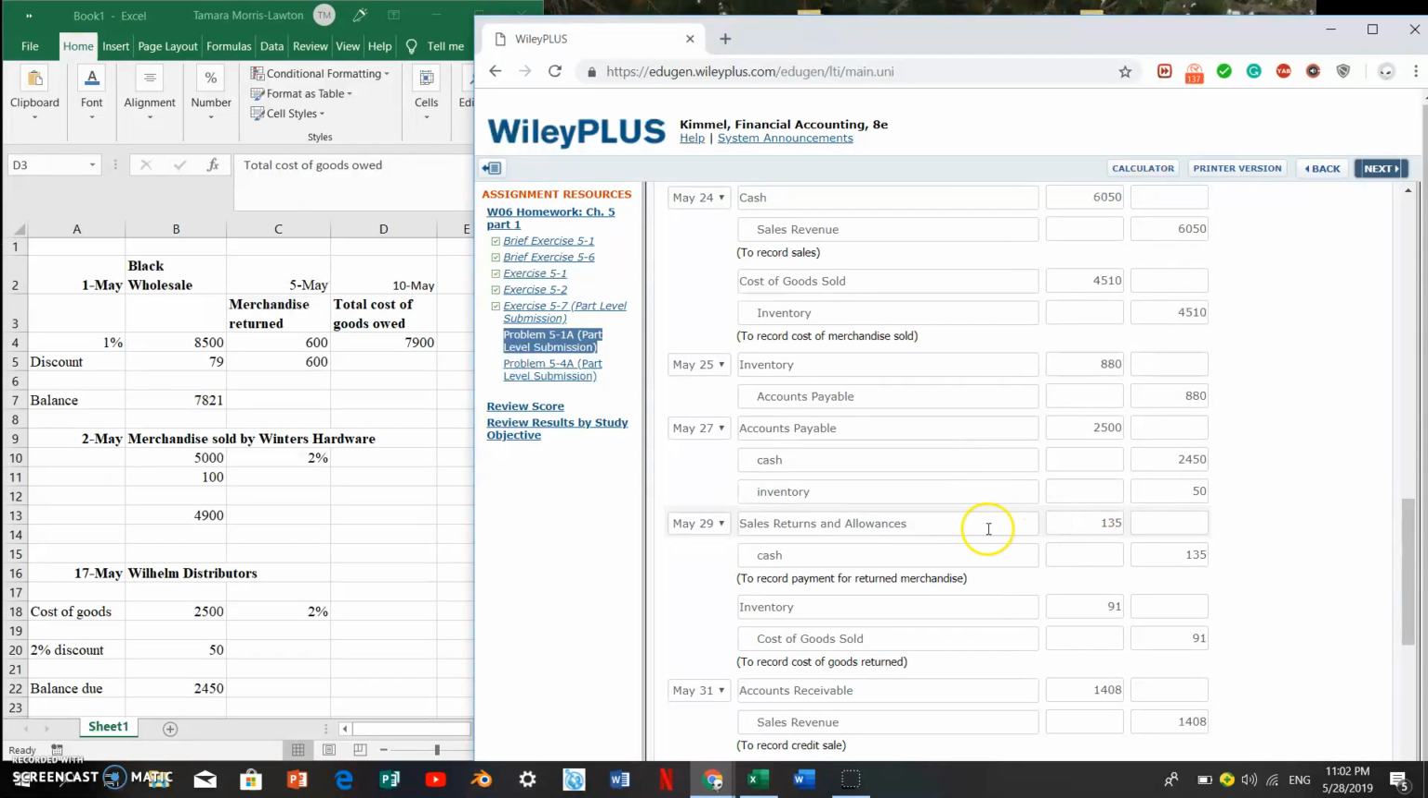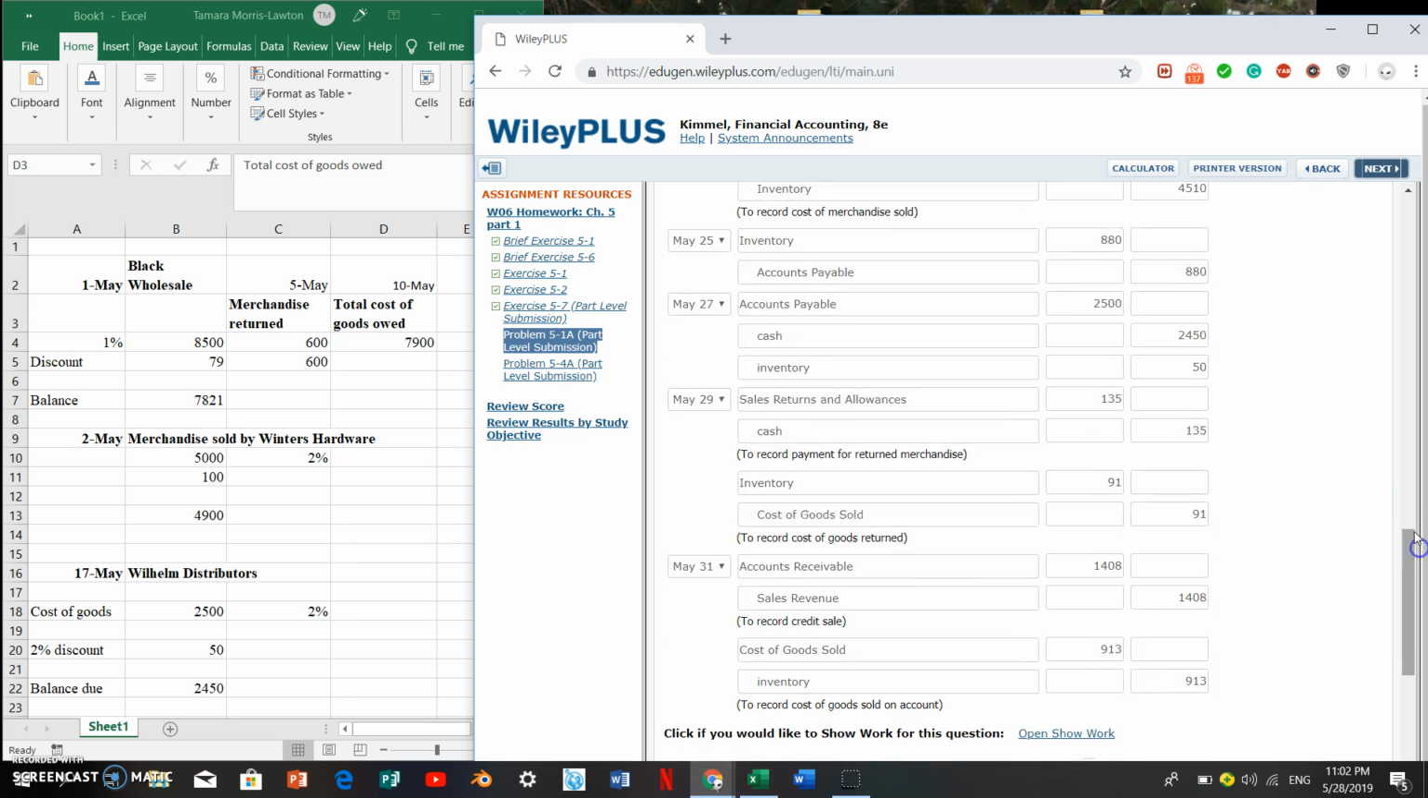This they would reflect in the income statement when they're calculating the net income, and they would deduct this from the sales revenue. So they debit the sales returns and allowances with $135, credit the cash account with $135. They would then record this return in the inventory account. They would debit the inventory account with $91 and credit the cost of goods sold with $91 to show that these goods were returned.